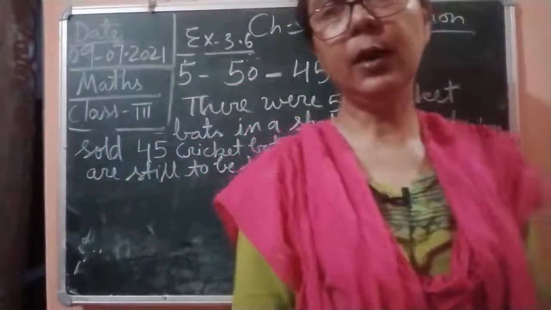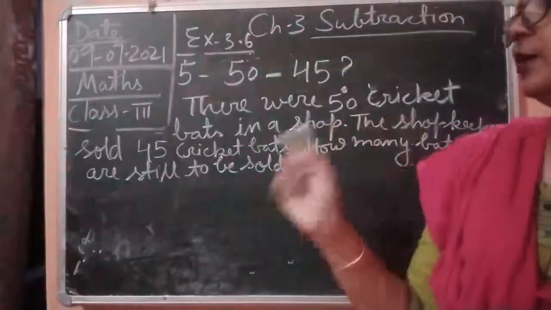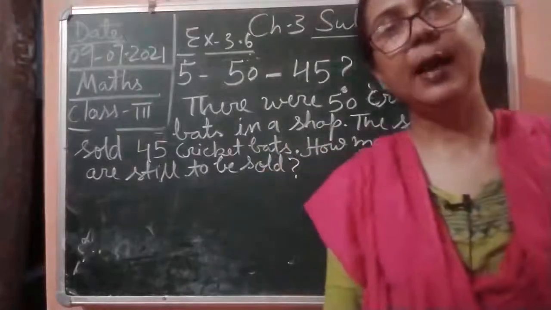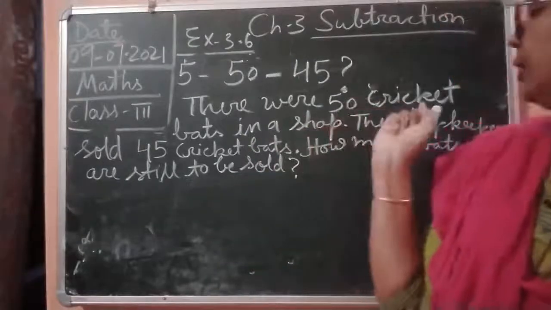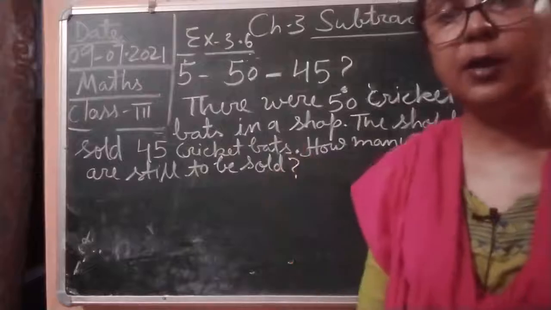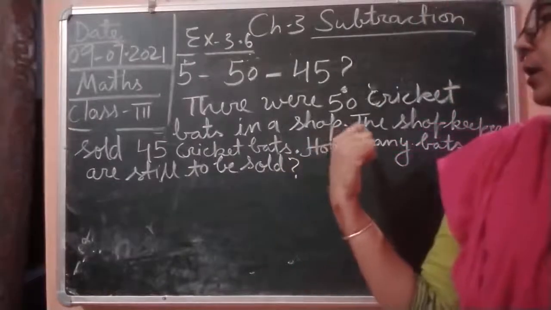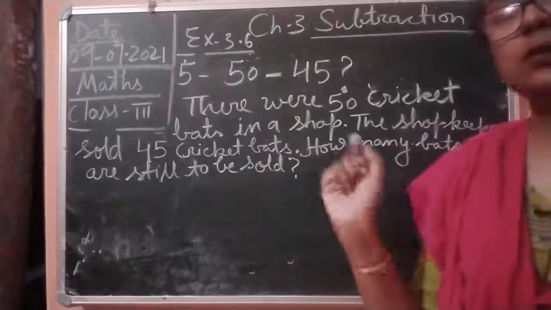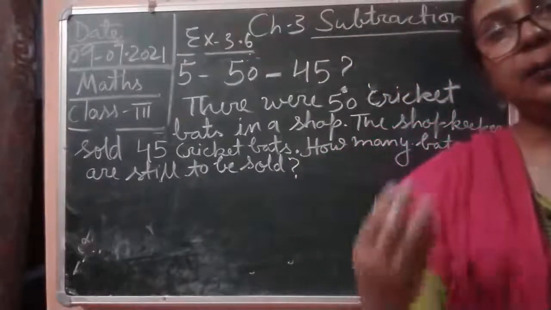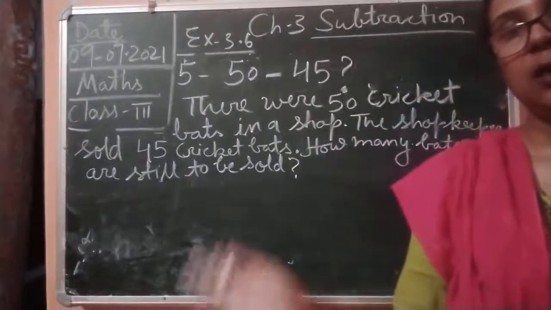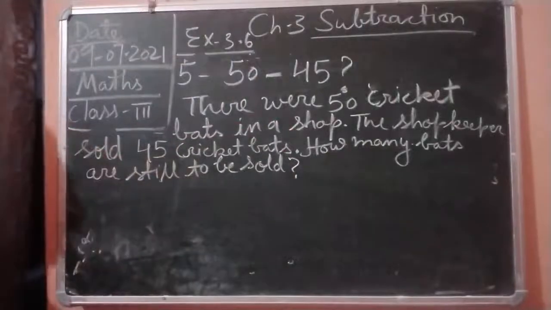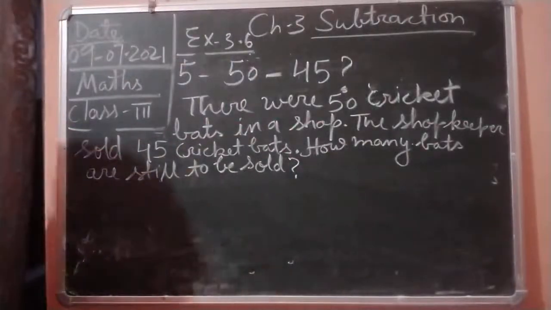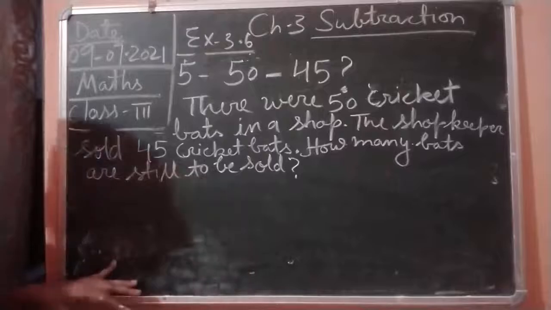Now I have created a problem on given numbers. So what I have written, there were 50 cricket bats in a shop. 50 cricket bats shop में थे और उनमें से 45 cricket bat. Now here you can, the shopkeeper sold 45 cricket bats. And how many bats are still to be sold? यानी कितने बैट अभी भी रह गए हैं बेचने के लिए. Okay, so first you write it down, children. Take a screenshot. After that we will solve this. Okay. So take a screenshot, children. Okay. Now I hope you have taken.